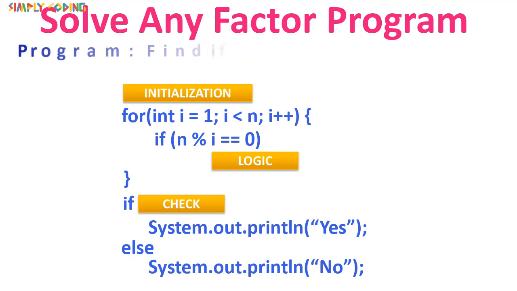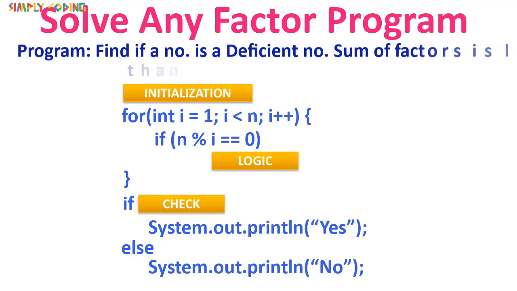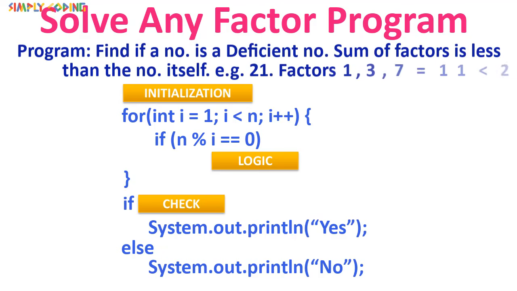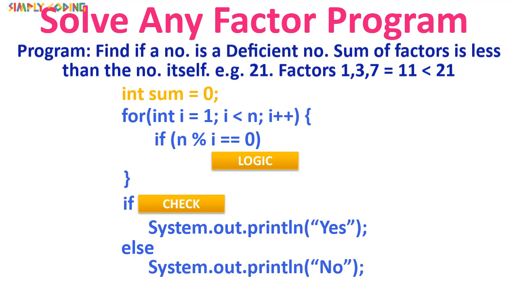Now we will do a program for deficient number. In this, the sum of factors is less than the number itself. For example, 21 has factors of 1, 3 and 7. If we sum them up, we get 11, which is less than 21. Here in initialization, we will initialize the sum to 0.